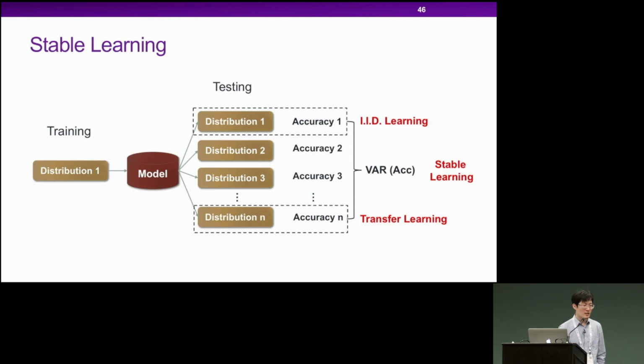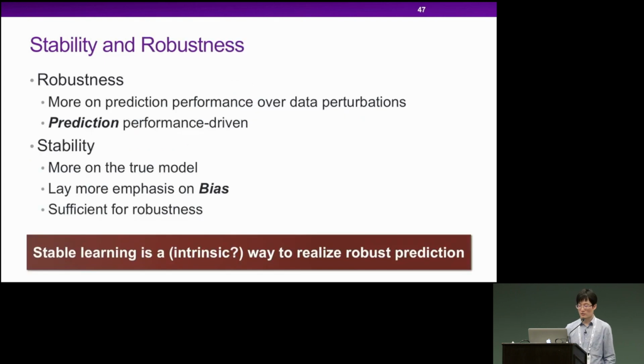When we talk about stability, you may think about robustness, right? Robust learning and robustness have been quite popular in recent years of machine learning. So we try to distinguish these two concepts. For robustness, we think it focuses more on the prediction performance over data perturbation, so it's quite prediction performance driven. If my data is perturbed, how can we guarantee robust prediction performance?